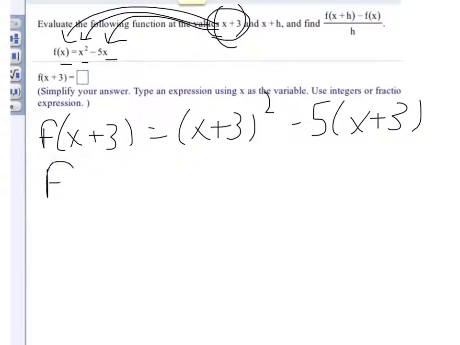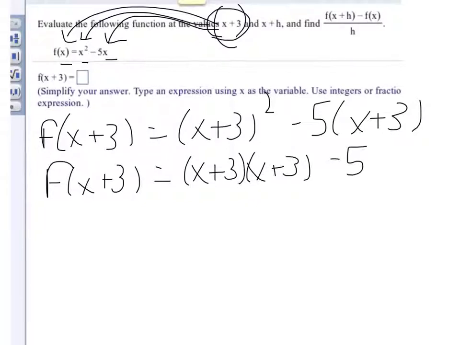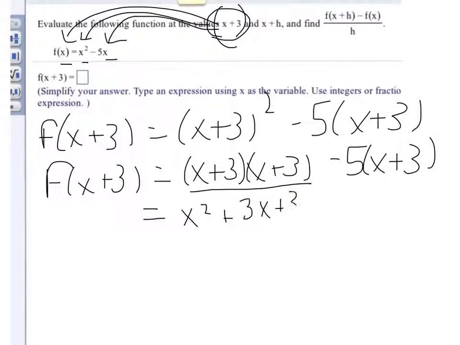Now, we can simplify the right side of this equation. We can go ahead and multiply the x plus 3 by itself. That's how we square it. And we can distribute the 5. So it would look like this. From foiling this, we would get x squared plus 3x plus 3x plus 9. And then distributing the 5, minus 5x minus 15.